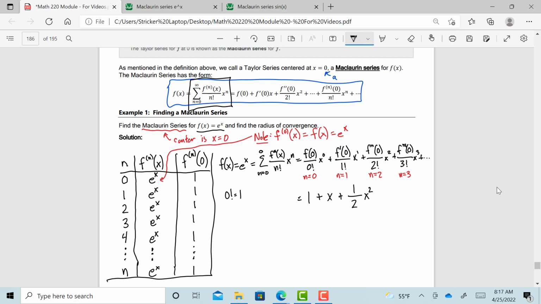And then we have plus f triple prime of 0, which is 1 over 3 factorial times x to the third. So it probably makes sense here for us to just think about this as, instead of 2, we know 2 factorial is 2. Let's write that as 2 factorial. And so you can see the pattern there.